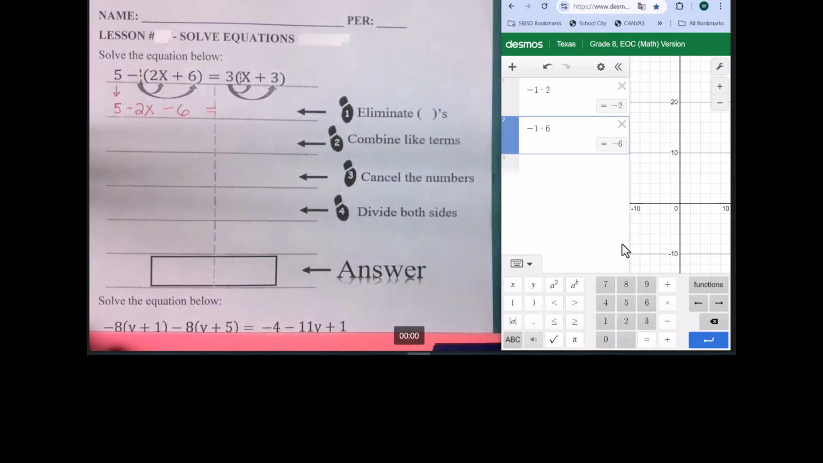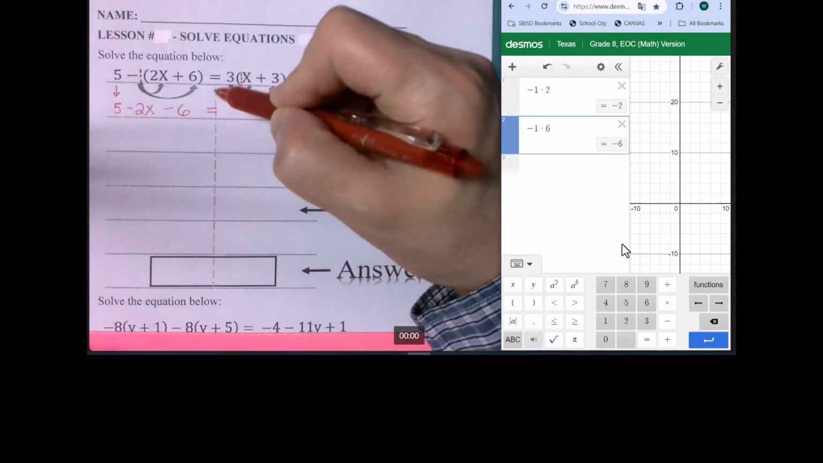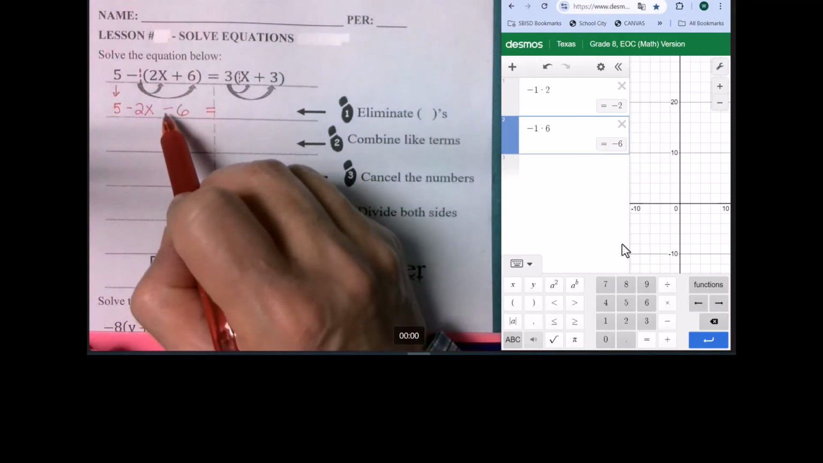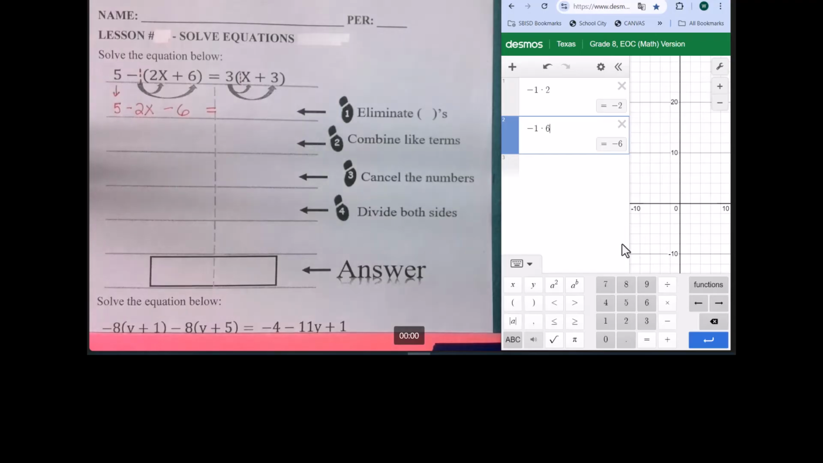Here's the equal sign. Please notice that I drew a line right there because on an equation, there's two sides, the left side and the right side. And we usually draw a line right there to divide those two sides.